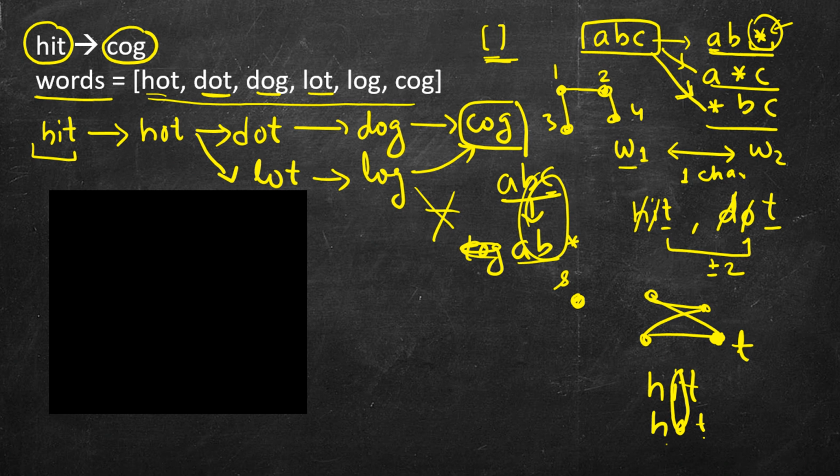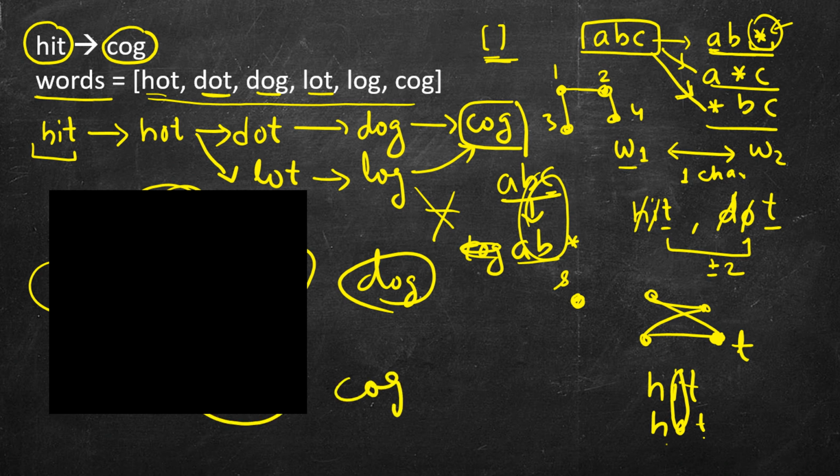So hit is there, let's draw the nodes. Hit, hot, dot, dog, then we have lot, then we have log, cog.